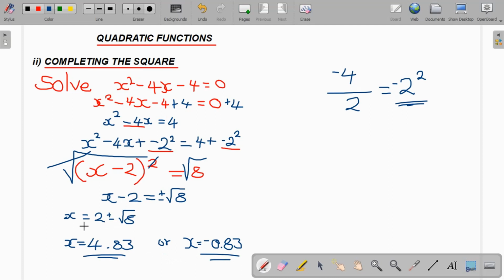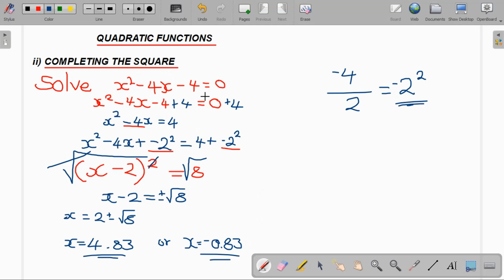So here what I've done is that I've said x equals 2 plus the square root of 8, and 2 plus the square root of 8 has given me x equal to 4.83. And then again x is equal to 2 minus the square root of 8, so I've got two signs, one positive and the other negative. So 2 minus the square root of 8 has given me x equal to negative 0.83. That's how we usually solve using completing the square.